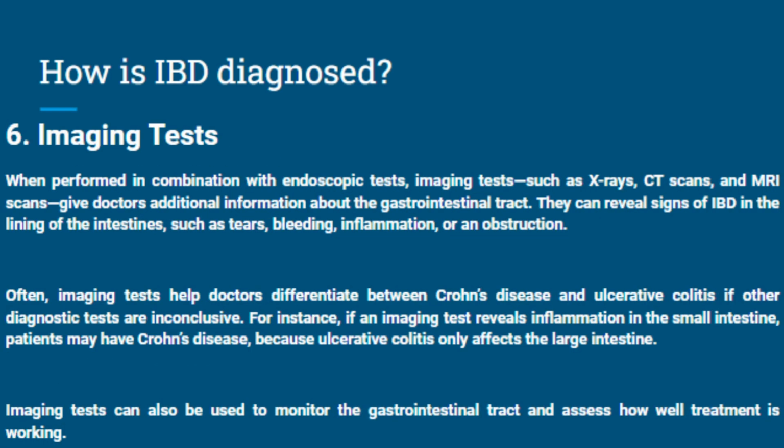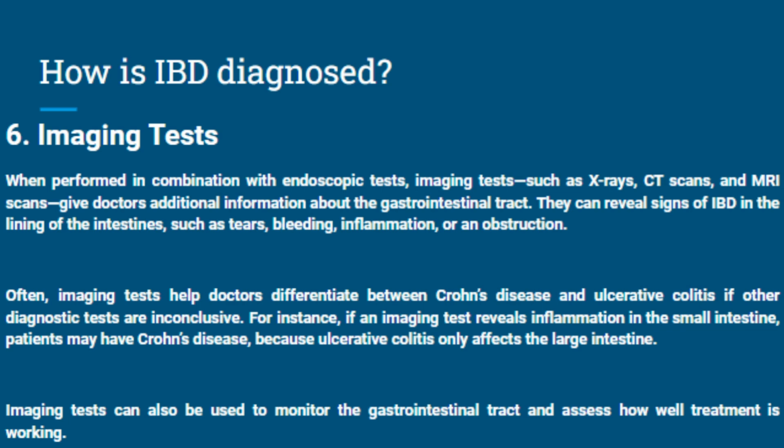Step 6. Imaging tests. When performed in combination with endoscopic tests, imaging tests, such as X-rays, CT scans, and MRI scans, give doctors additional information about the gastrointestinal tract. They can reveal signs of IBD in the lining of the intestines, such as tears, bleeding, inflammation, or an obstruction. Often, imaging tests help doctors differentiate between Crohn's disease and ulcerative colitis if other diagnostic tests are inconclusive.